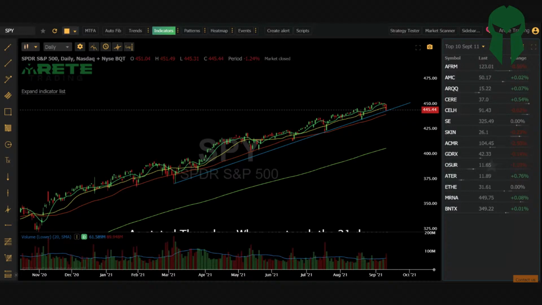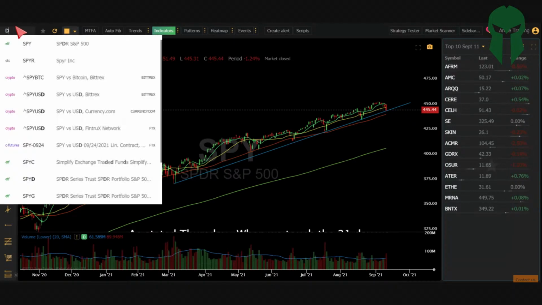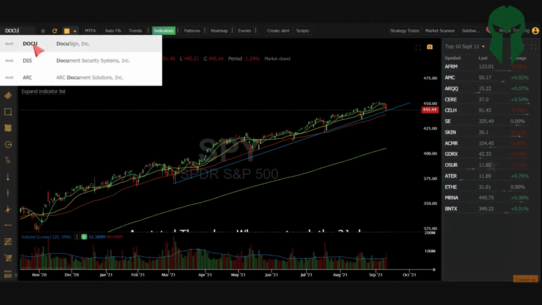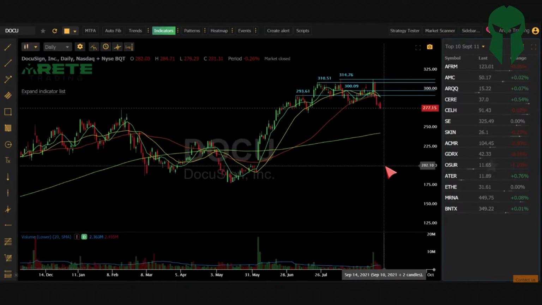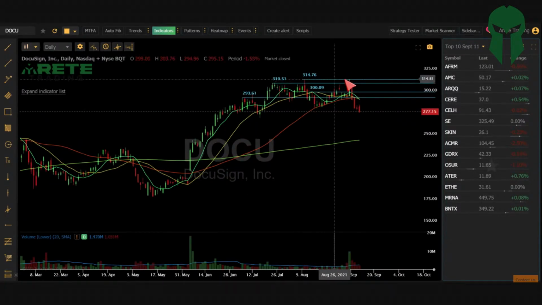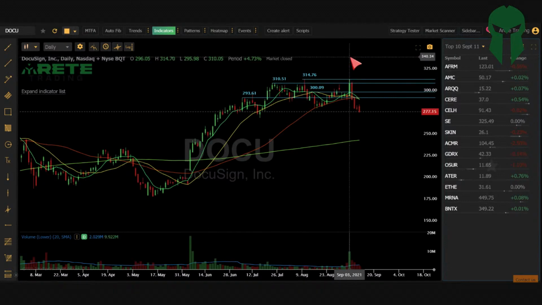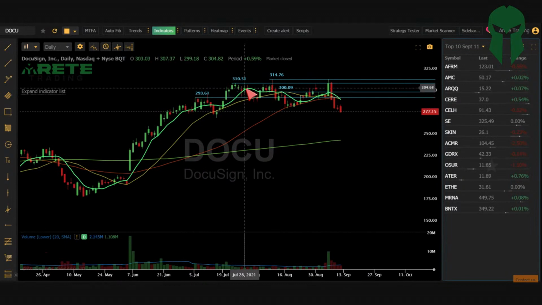So, and Docu is just a hard avoid. And I'll just walk you through why. So these are your levels. 315 is what I needed to get through. I thought you could push through 315 and go. I was wrong. It didn't work that way, right? So we never put a trade on. But look at this level. See this 310.51?